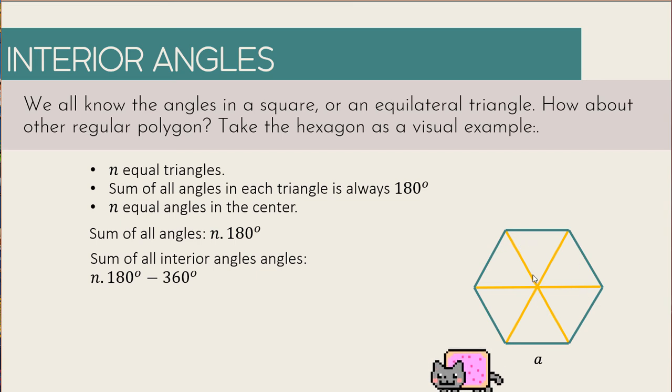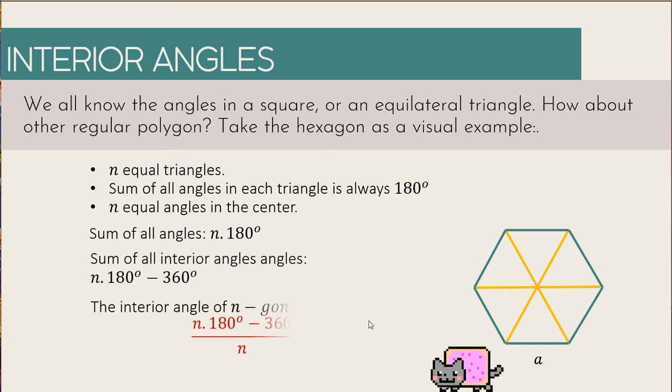Note that the angles in the center make a full turn. See that? That makes a full turn. So the sum of all angles in the center is 360. Sorry. Hence, the sum of all interior angles is n times 180 degrees minus 360 degrees.